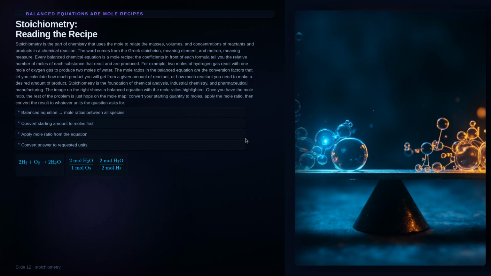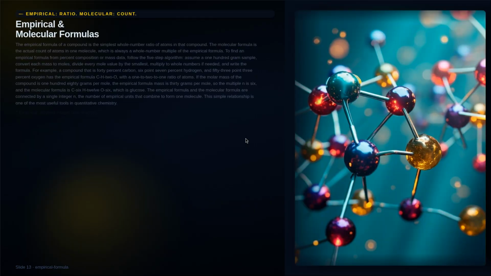conversion factors. The classic 5-step stoichiometry procedure is: 1. Write the balanced equation. 2. Convert the given quantity to moles. 3. Use the mole ratio from the coefficients. 4. Convert the answer to the units requested. And 5. Check that your answer makes physical sense. Master this procedure, and you can predict the yield of any reaction from first principles.